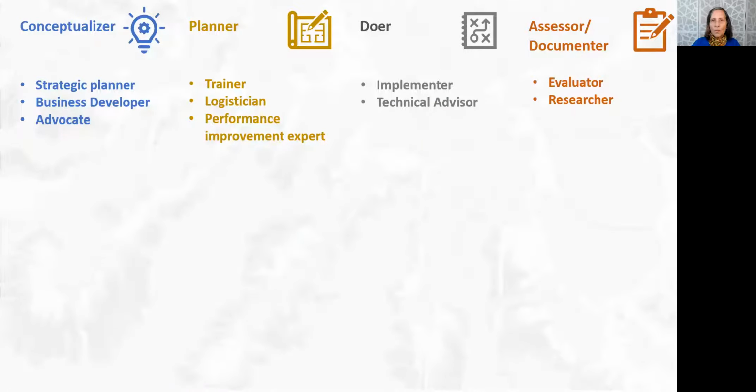So here are the roles for each of these. I've mentioned some of these as we've gone along. The conceptualizer phase are people who are strategic planners, business developers, advocates, community engagement. The planning phase includes people who develop the inputs to someone else's outputs.